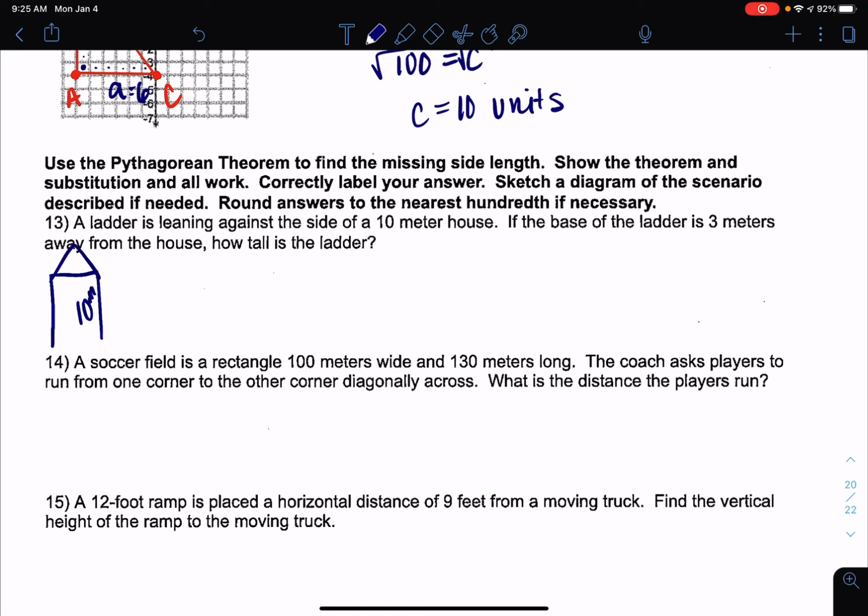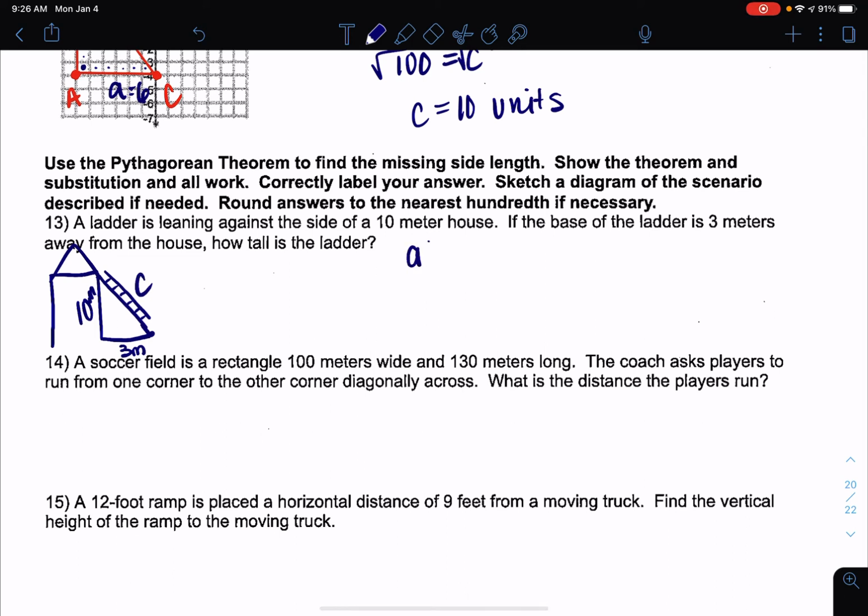Now, when you put a ladder against the side of a house, it's going to be slightly diagonal, meaning that is going to be your hypotenuse. And then it also says the base of the ladder is 3 meters away from the house. So the base is right here, and it's away from the house 3 meters. Okay, so I get 2 legs. All I have to do is find how tall the ladder is, which is c.